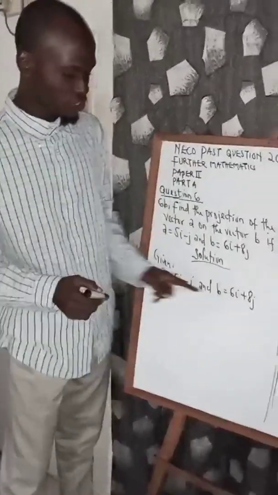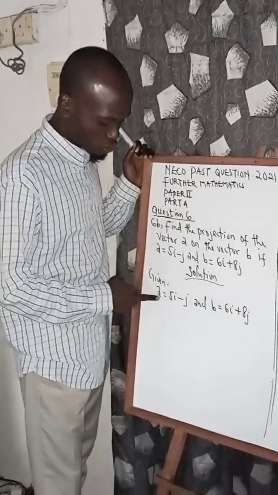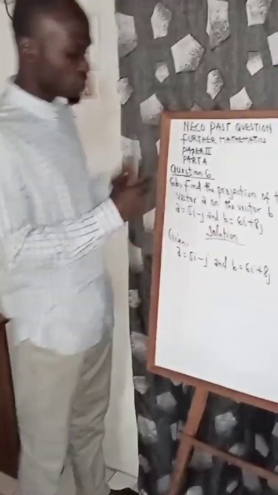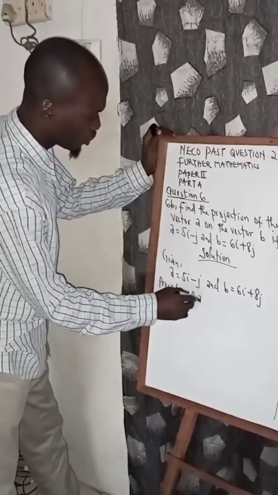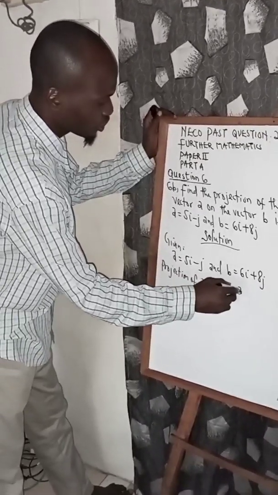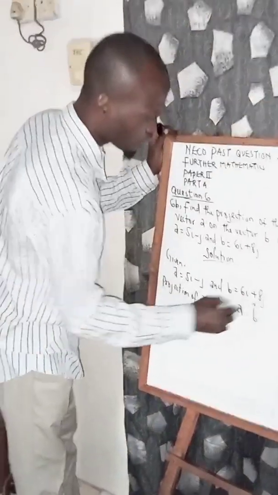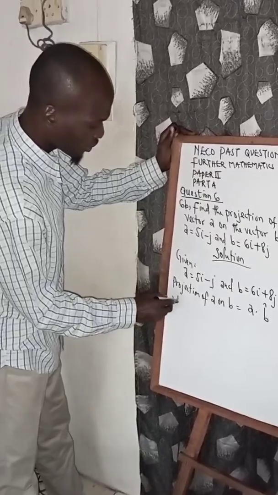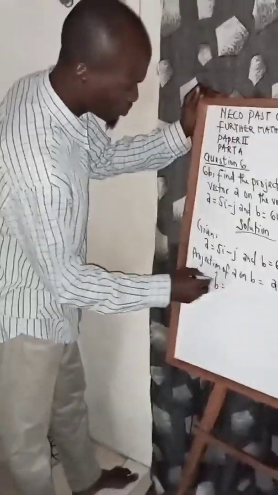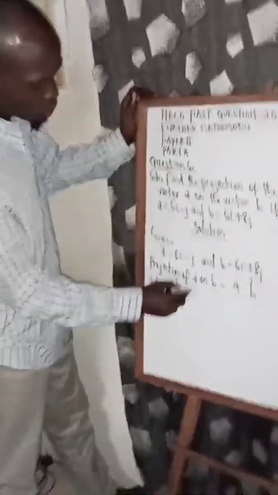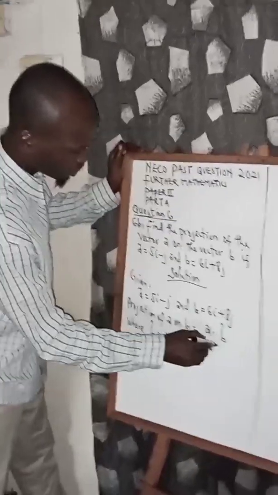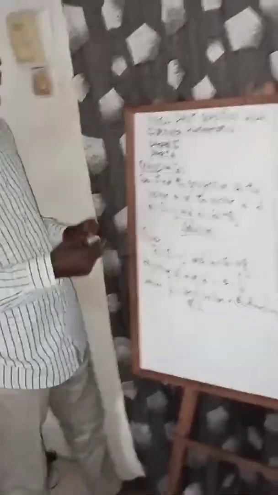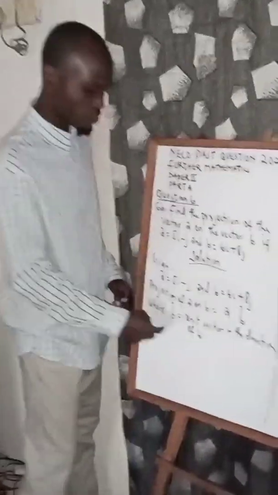Now, in order to find the projection of A on B, we are going to take the dot product of A and the unit vector of B. We can represent that like this: projection of A on B equals A dot unit vector of B, where B bar equals the unit vector in the direction of B.